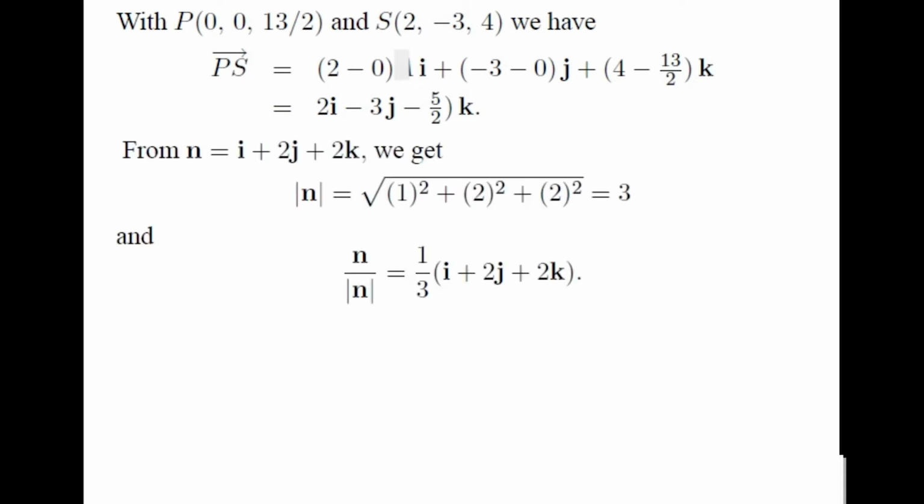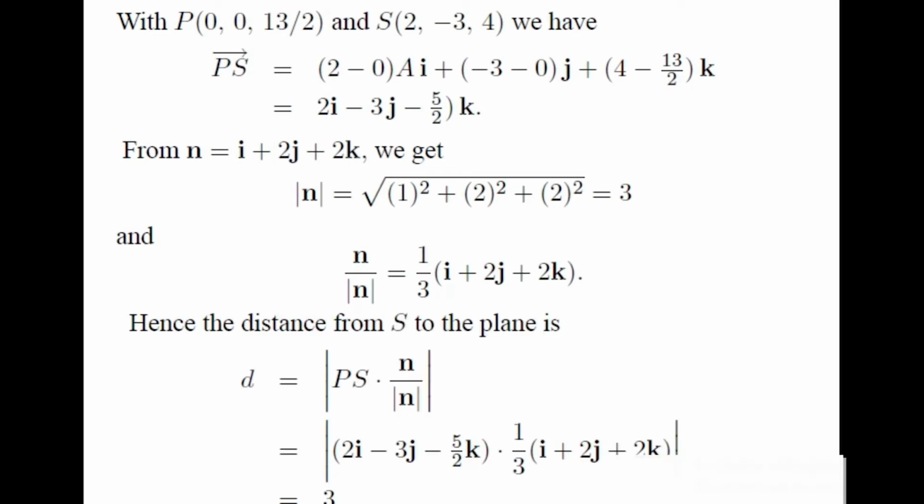Now, a normal to the plane is n = i + 2j + 2k. So, the absolute value of n is the square root of 1 square plus 2 square plus 2 square, which is the square root of 9, equal to 3. And vector n by absolute value of n: we divide by 3, so we get n/|n| = 1/3 times (i + 2j + 2k). Hence, the distance from S to the plane is D = |PS · n/|n||.